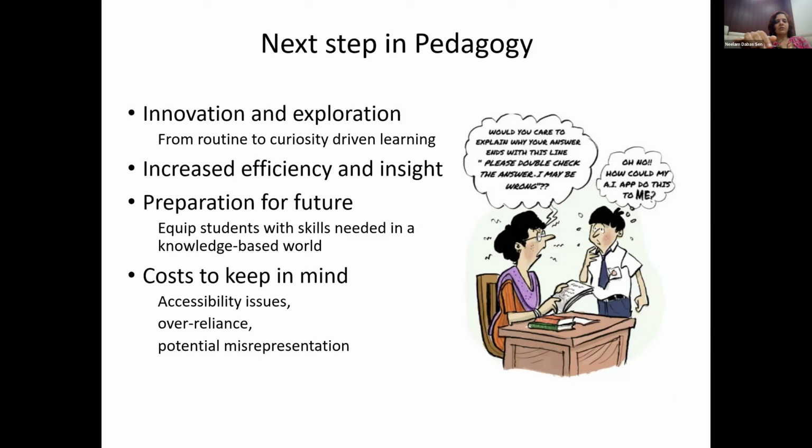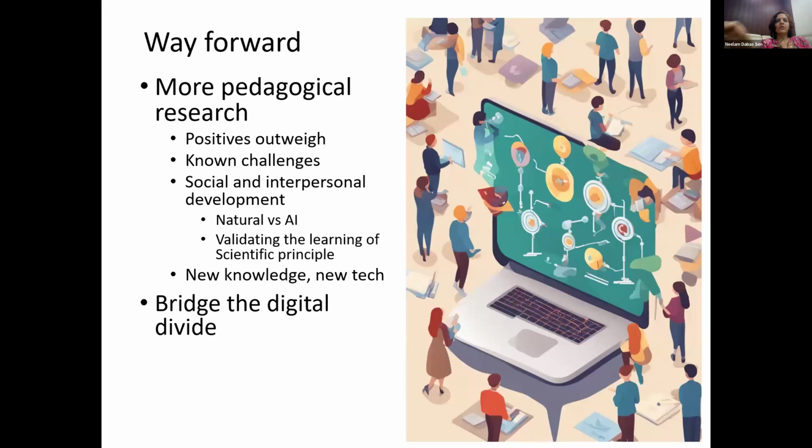And then there is the chance of occasional potential misrepresentation when we are using AI. So the way forward from here is that there is a pressing need for more research in pedagogy about the use of AI, especially in teaching science. We know that the positives outweigh, but we also know some of the challenges. And there are uncharted territories in terms of what it means for social and interpersonal skill development.